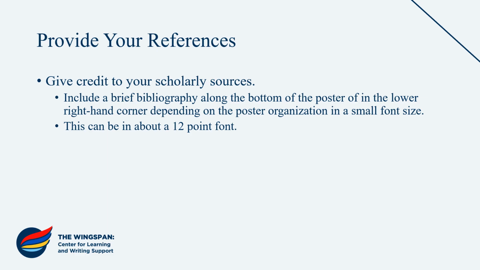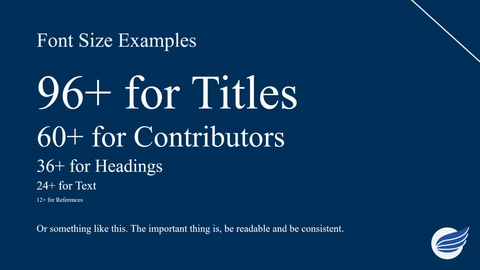Lastly, you will provide a reference section just as you do in a research paper. These can be listed in a small font in the lower section of your poster. A quick note about readability: size 96 font is generally good for titles, 36 for section headings, and 24 for body text. These aren't ironclad numbers, but they give you a sense of the size of things in order for stuff to be readable and consistent.